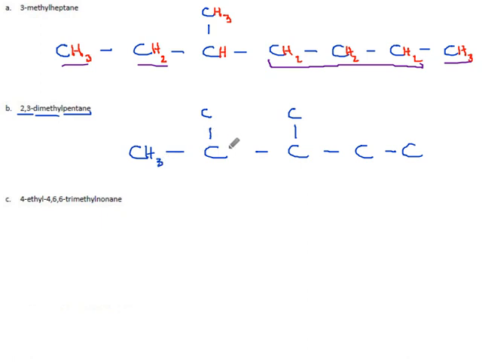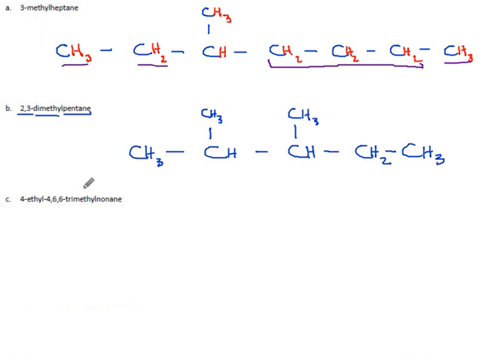T intersection, 3 bonds used, only 1 left. This is only used 1, it's got 3 left. Another T intersection, this can only take 1. This is used 1, it's got 3 left. This carbon has used 2 of its 4 bonds, it has 2 left. And this is only used 1, it's got 3 left. Easy.